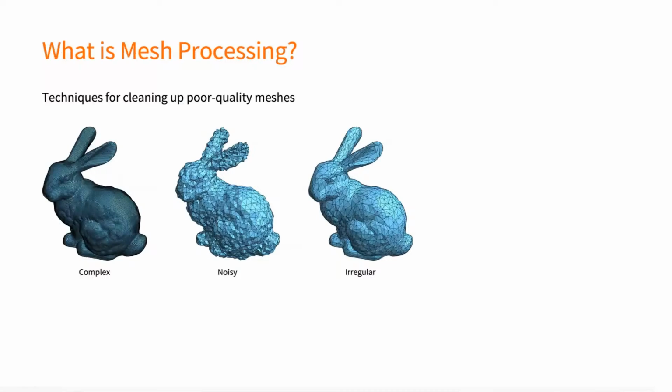Well, oftentimes the meshes we encounter are not of good quality, or at least not for a task we want to use them for. For example, they can be too complex and have too many polygons. They could be noisy from poor scan data, or they could be irregular, where they have triangles of different shapes and sizes. All three of these can cause issues for certain tasks, and this is what mesh processing is meant to resolve. Mesh processing uses various techniques to try to optimize these meshes according to some criteria in order to fix these problems.